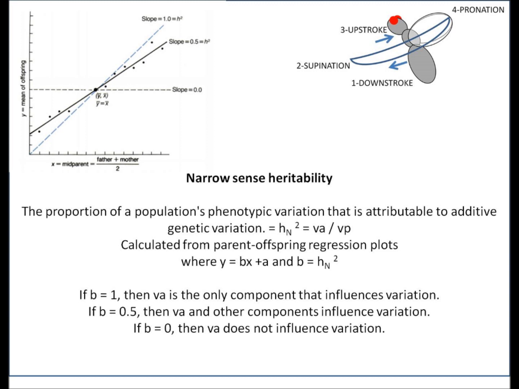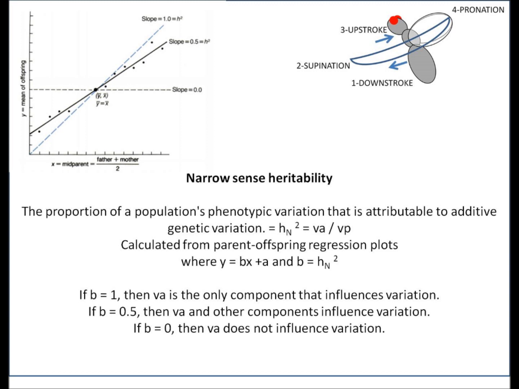Now, coming on to narrow sense heritability, the proportion of a population's phenotypic variation that is attributable to additive genetic variation. That's the main difference. Broad sense was total genetic variation, whereas narrow sense is additive genetic variation only. So little h squared equals additive variance over total phenotypic variance. So usually this is calculated from parent-offspring regression plots where y equals bx plus a and b equals the narrow sense heritability, or little h squared.